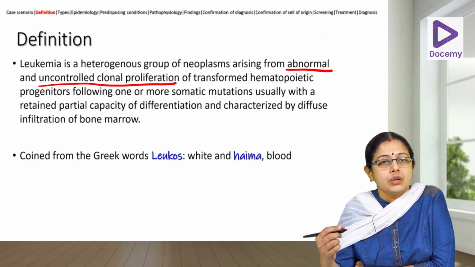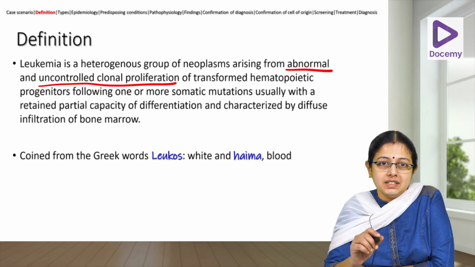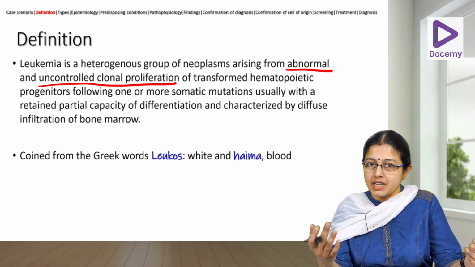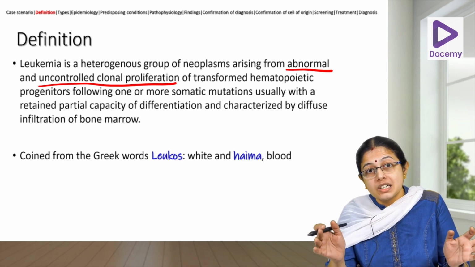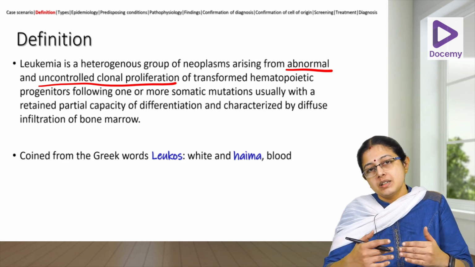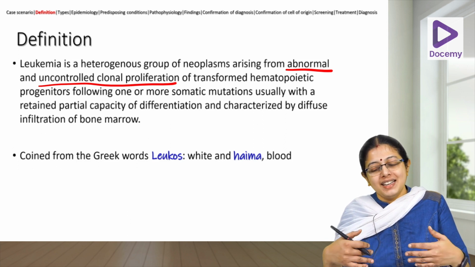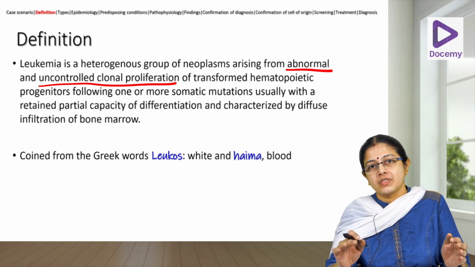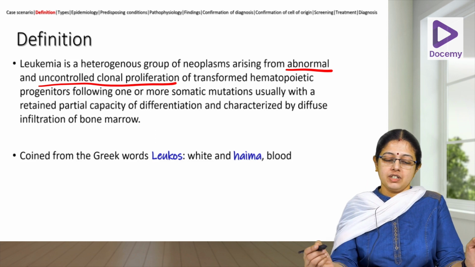I know that sounds a very difficult definition, but the key words in this definition, which we should not miss when we are trying to express it, would be the abnormal and uncontrolled clonal proliferation of transformed hematopoietic progenitors. That part should be there, and it happens because of somatic mutations, and we need to understand that in every leukemia there will be an infiltration of the bone marrow. So these are the things that have been combined together to form this definition.